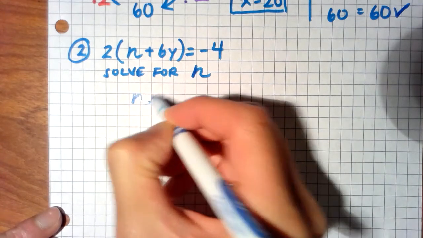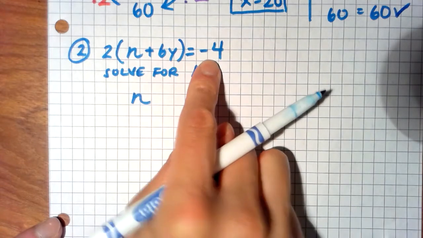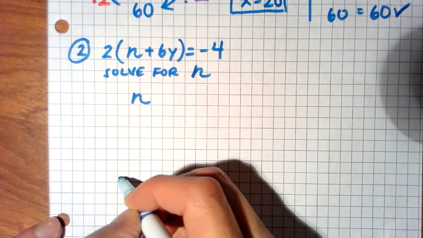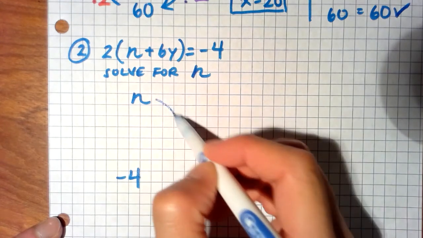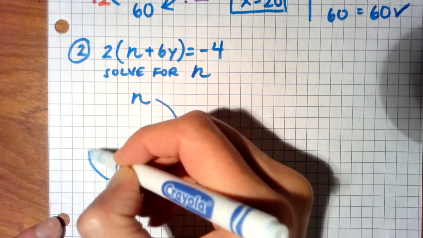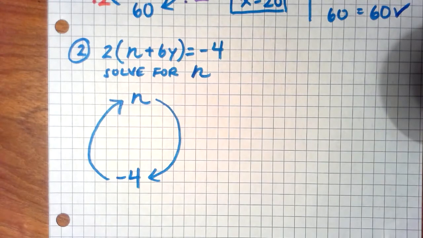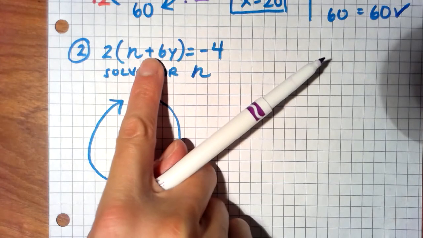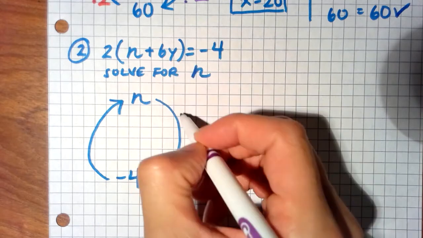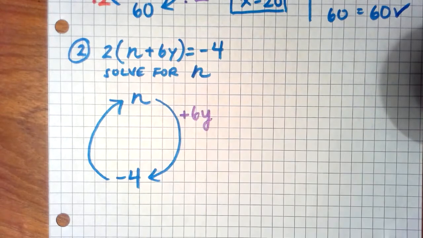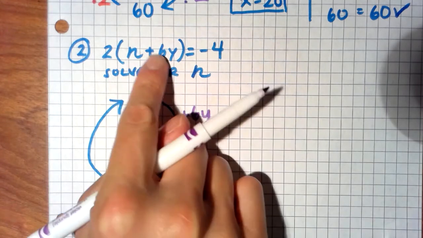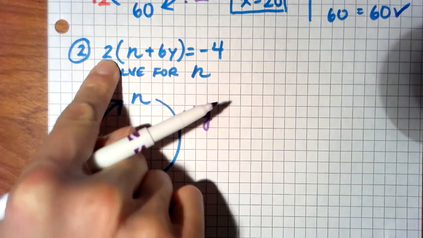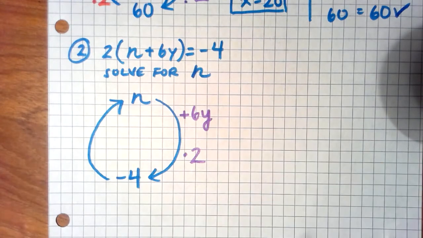I'm going to put n at the top of the circle. The equation is equal to -4, so I'm going to put -4 at the bottom of the circle. Okay, right side of the circle, what are the operations that are happening to n in order? Well, n is inside the parentheses, and inside the parentheses, it's being added with 6y. That's what happens first. So I'm going to put plus 6y here. Then after we add 6y, everything's being multiplied by 2. So I'll put times 2. And then that brings us to -4.